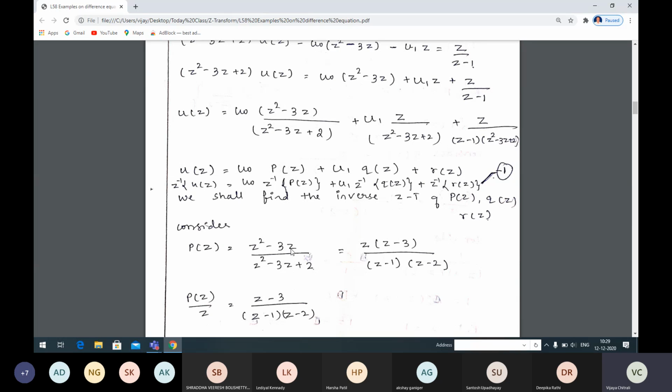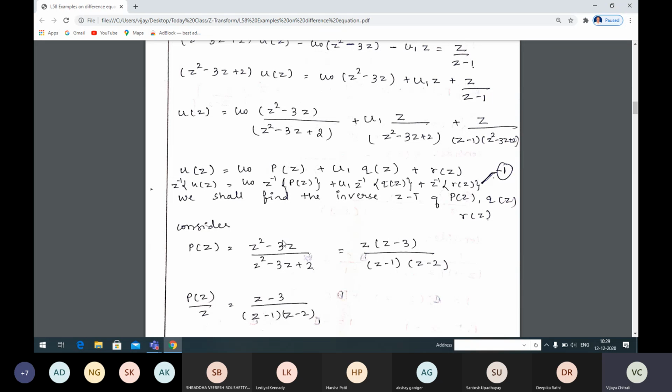Z is common for both the terms, so take it outside. Inside the bracket will be z minus 3. And you split the denominator into linear factors. So z square minus 3z plus 2 is a quadratic equation. You split this into linear factors. So find the linear factors for this, and we'll get z minus 1, z minus 2.